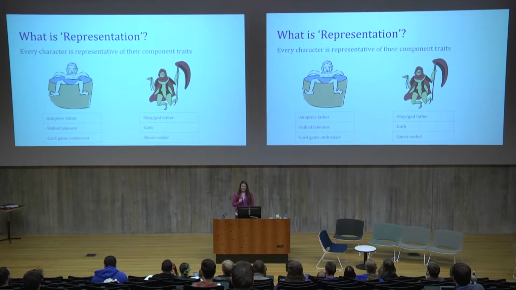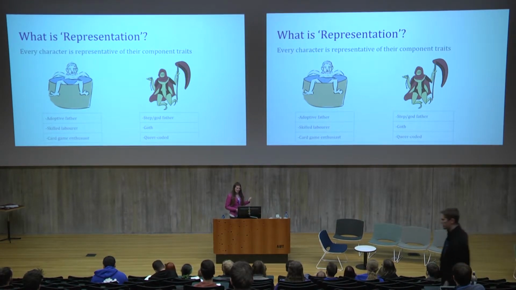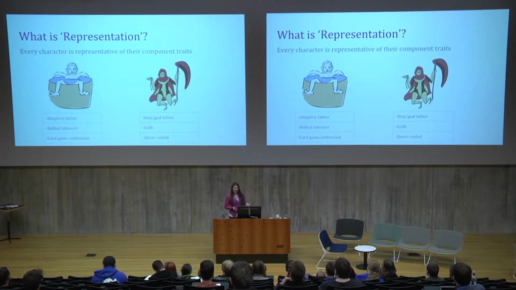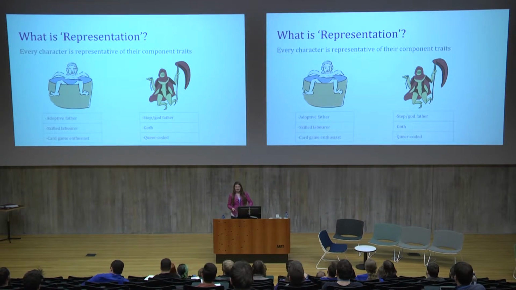So I think the best place to start is discussing what representation is. At the base foundational level, every character is representative of something, just all of their component traits. So for instance, with Geralt from The Witcher, he's representative of adoptive fatherhood, he's representative of being a skilled labourer, and he's representative of being a card game enthusiast. Now with each aspect of someone's identity, there are some that are kind of high-stakes representations. Card game enthusiasts aren't exactly a group that face any sort of discrimination or marginalization in the real world, so you don't have to worry too much when you're representing someone being excited about card games.